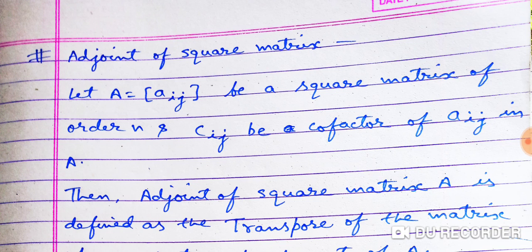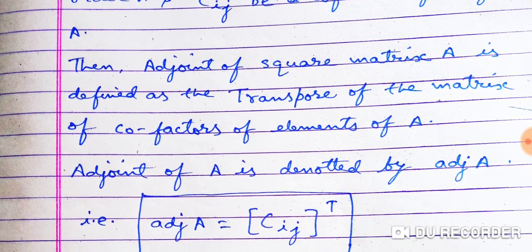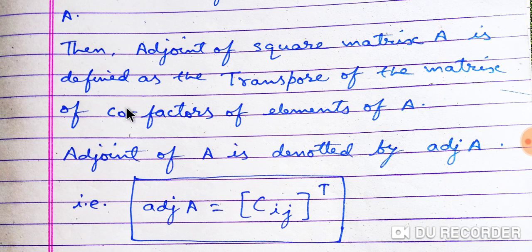Let A = [Aij] be a square matrix of order n and Cij be the cofactor of Aij in A. So this will be a square matrix and it will have some elements. Cij will be the cofactors of those elements of the square matrix A. So what about this adjoint? What does this mean? Let's read its definition.